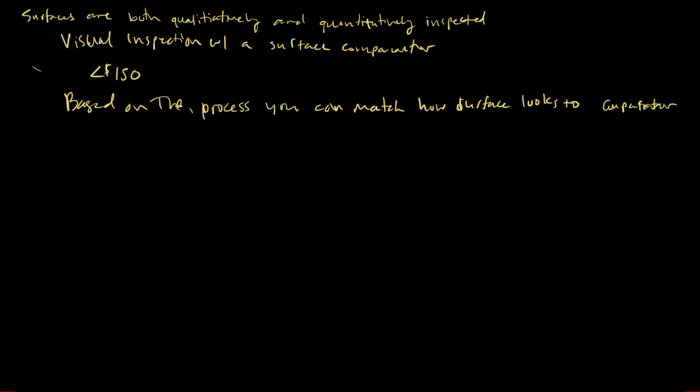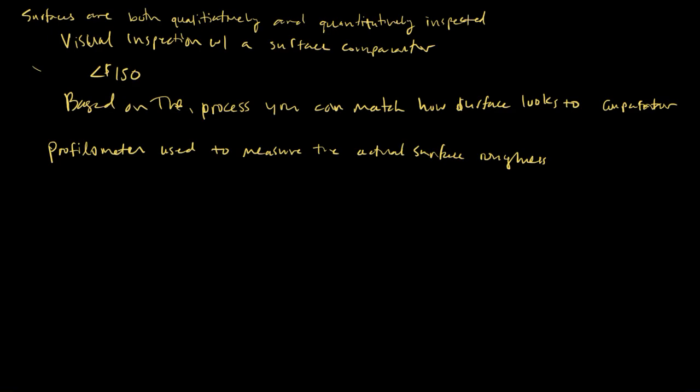But in order to get those numbers, they have to actually have quantitative data, and that quantitative data usually comes from a profilometer. The profilometer is used to measure the actual surface roughness. In this case, we have to really define what we are talking about when we talk about surface roughness.